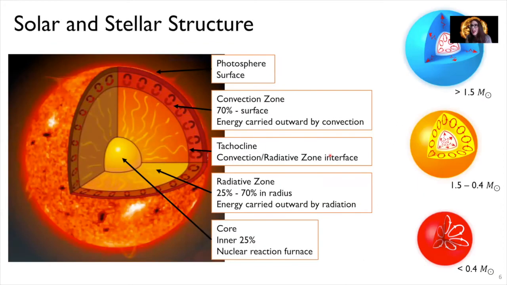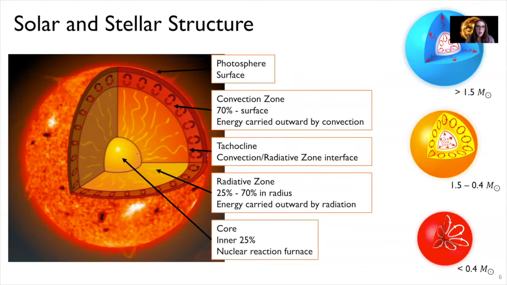Our sun has an interior structure. Just like how our planets have interior structures, the sun does too. But none of the sun's interior is solid. It's all a gas. It's all mostly hydrogen and helium. So the inner 25% of the sun by radius is what we call the core, and that's where the sun generates its energy by nuclear fusion.